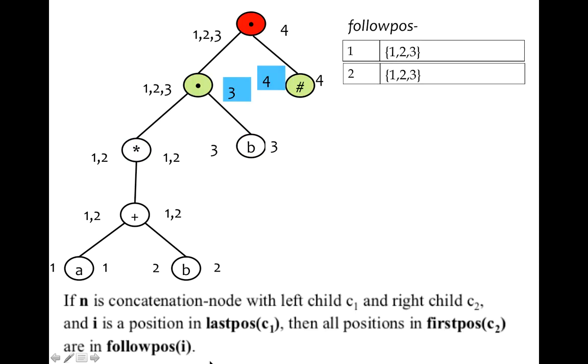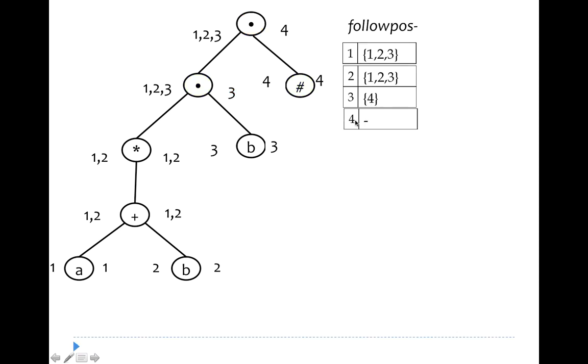Now again, if n is a concatenation node with C1 and C2 as the child nodes, and if i is a position in the last position of C1, then all the nodes in the first position of C2 will be considered in the follow position. This is how we have computed follow position for 3. Once again, i which is 3, if i is present in last position of C1, then all the first positions of C2 will be considered in follow positions of i. Now 4 is not satisfying both the rules, hence the follow position of 4 is empty.